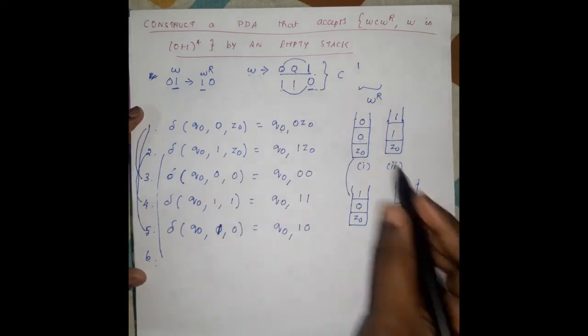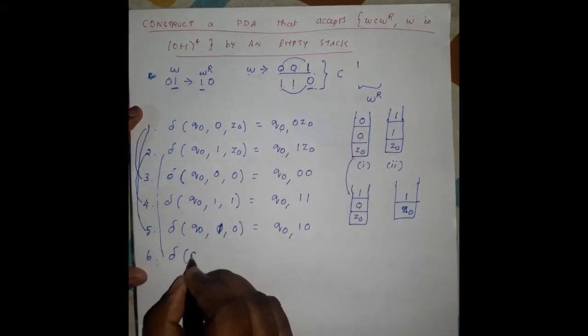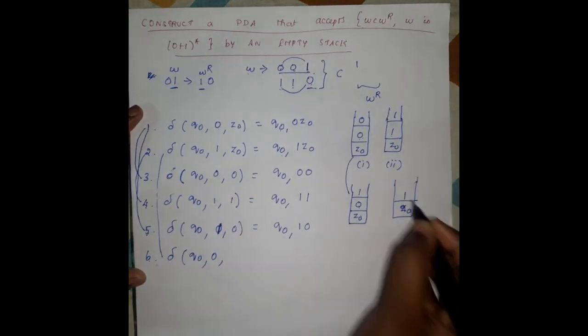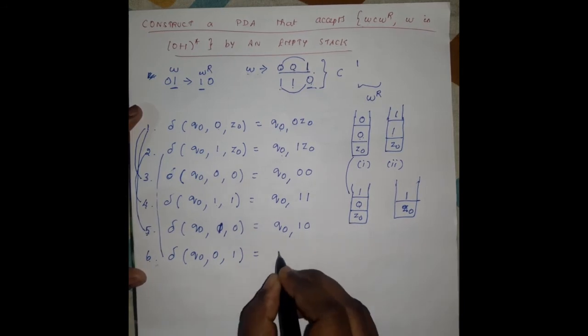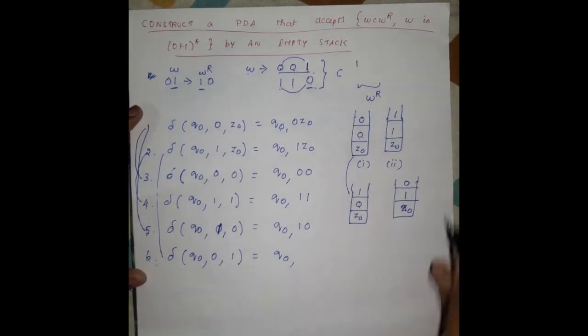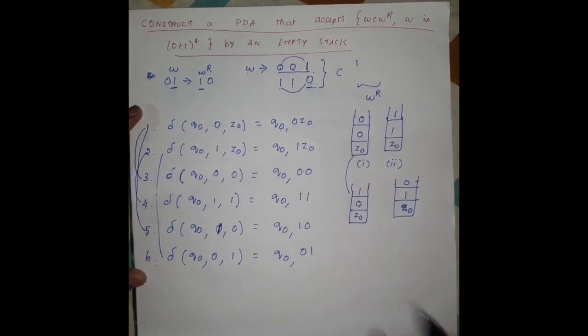So already the input symbol is 1. So delta of, here the current state is Q naught, the current input symbol is 0, and the top of the stack element is 1. It goes to the same state Q naught. After reading 0, the top element of the stack is 0, so the stack is 0 1.